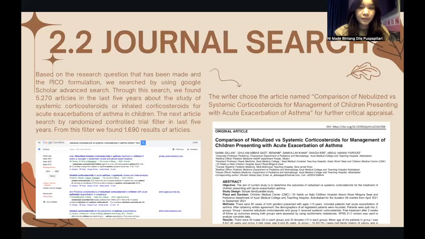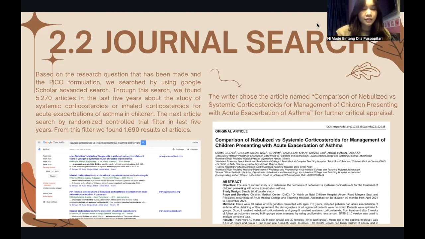Thank you. Hello, my name is Imade Bintang Dila Sofitari, with the last 3 digits of my student ID number 157. Here I'm going to continue to explain the next chapter, journal search. Based on the research question and the PICO formulation, we searched using Google Scholar Advanced Search. Through this search, we found 5,270 articles in the last 5 years about the study of systemic corticosteroids or inhaled corticosteroids for acute exacerbation of asthma in children.